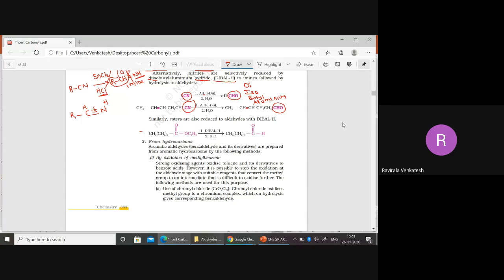See, what I'm saying is the DIBAL structure. Aluminium, write it down and put one hydrogen here. Remaining, what I'm writing here, isobutyl. This is called isobutyl. This is also isobutyl. How many times is there isobutyl? Two times. Therefore, diisobutyl.